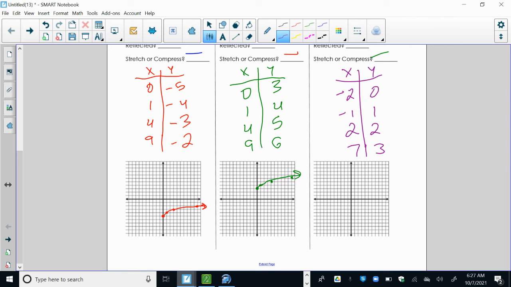Okay. And we can graph it. Negative 2 comma 0. Negative 1 comma 1. 2 comma 2. 7 comma 3.